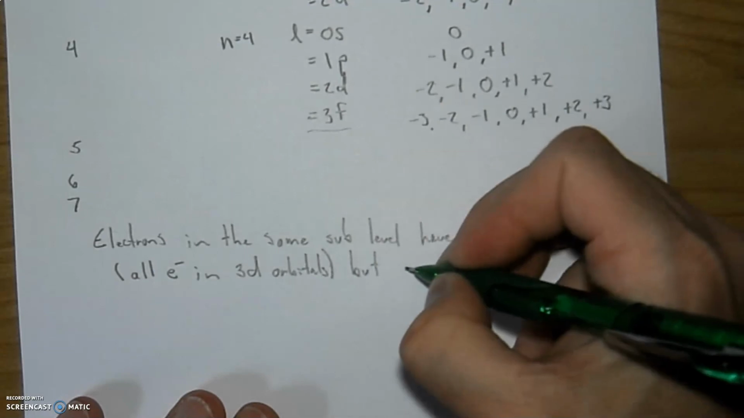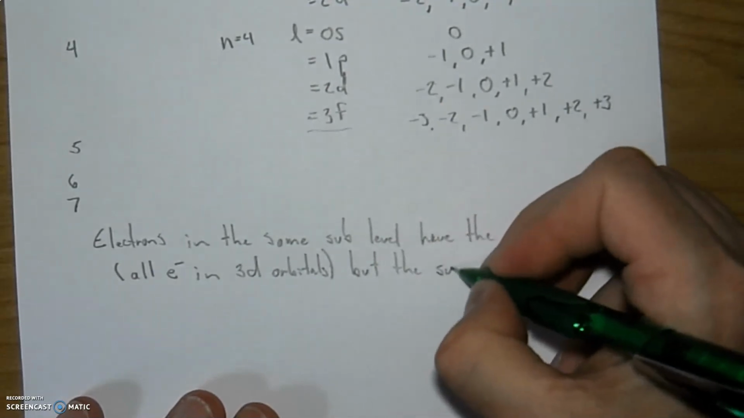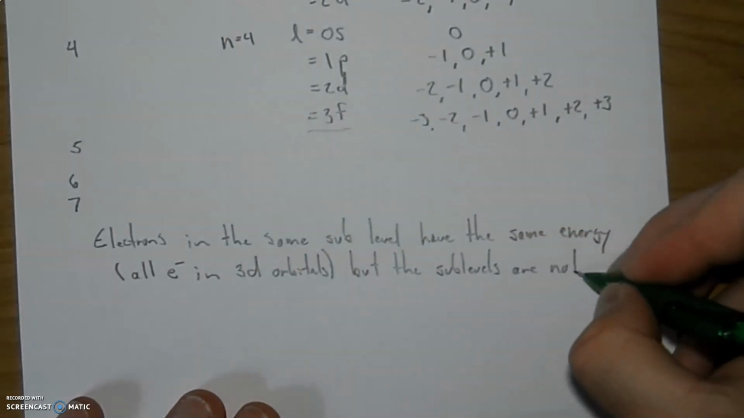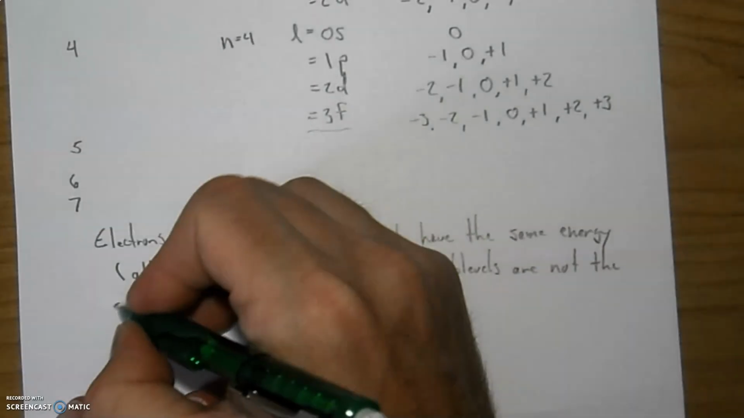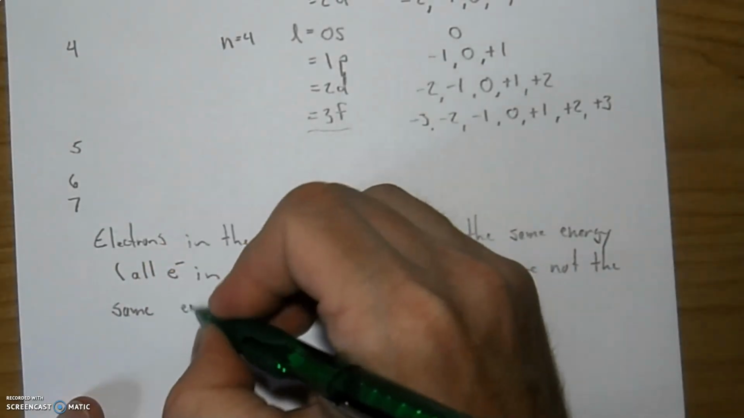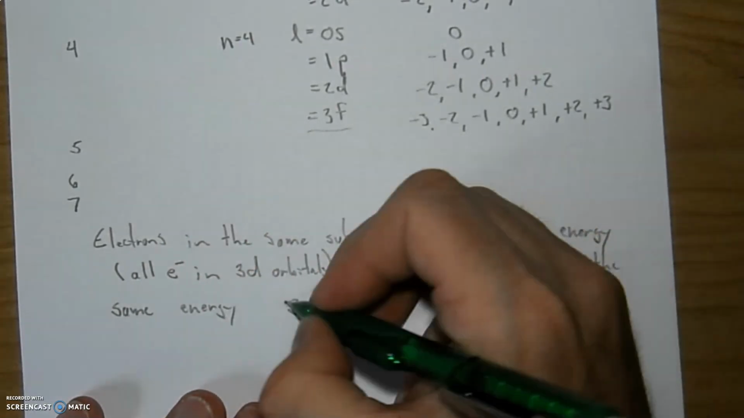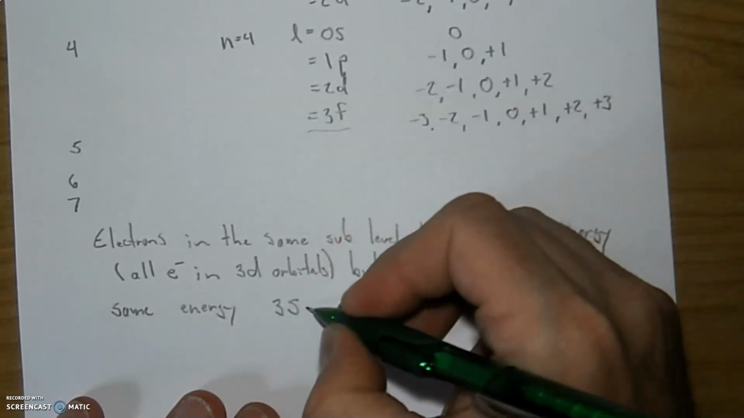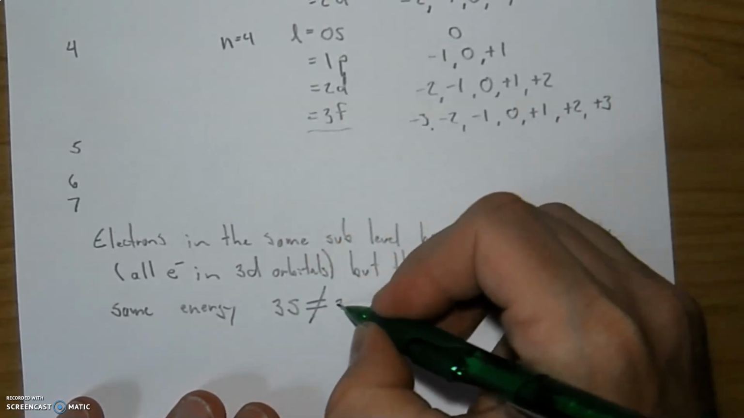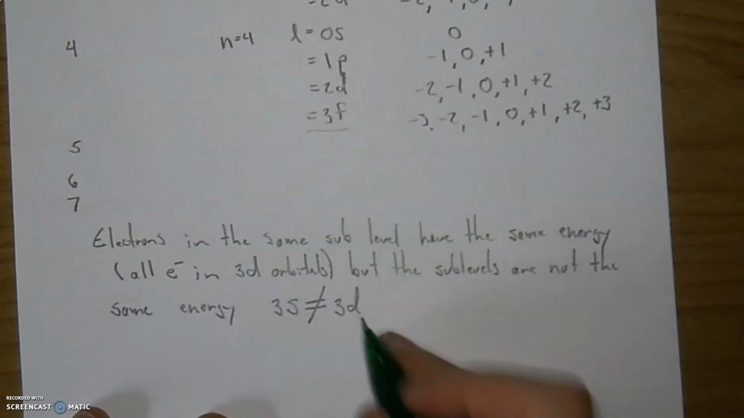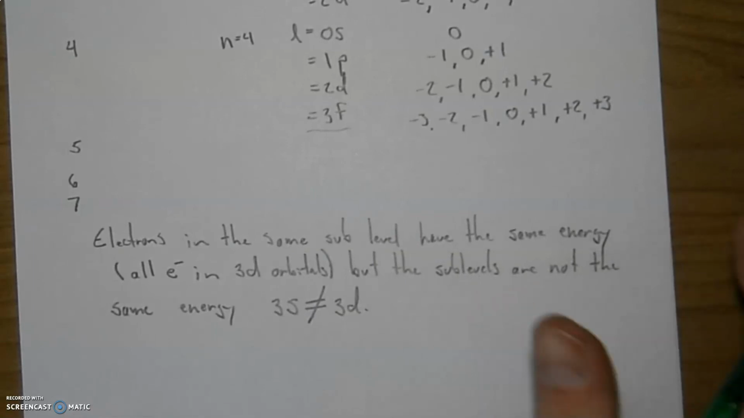But the sublevels are not the same energy. So in other words, 3S is not equal to 3D. Those are different amounts of energy. All the S's are the same, all the D's are the same, but those two guys are not the same. All right, we'll finish it here and I'll draw a diagram for our next lecture.